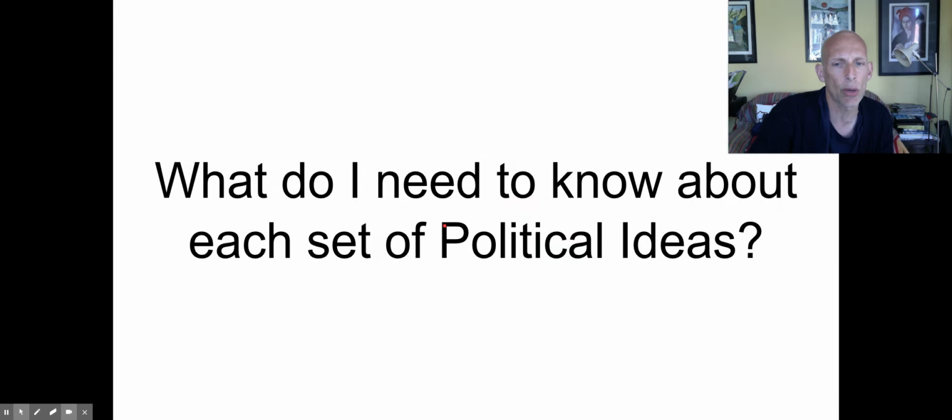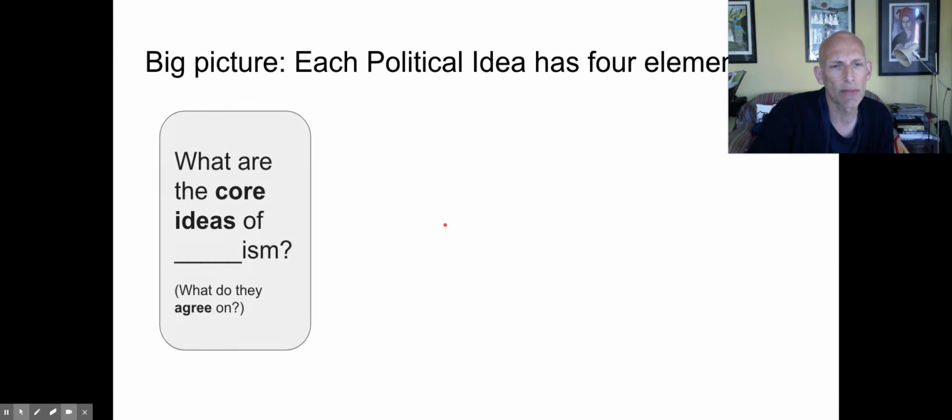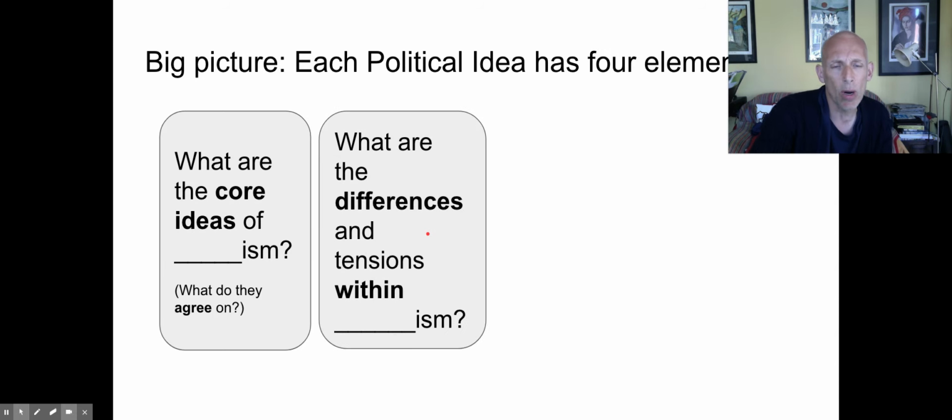So what do you need to know about them? Each set of ideas has really 4 elements to it. One, what are the things they all agree on? All of the political ideas are based on the idea that there are different types of socialists and different types of liberals and different types of conservatives, but they don't all agree with each other. There are very left-wing socialists or sometimes more moderate socialists, and the same is true of liberals and conservatives and feminists too. Therefore, what are the differences within them?